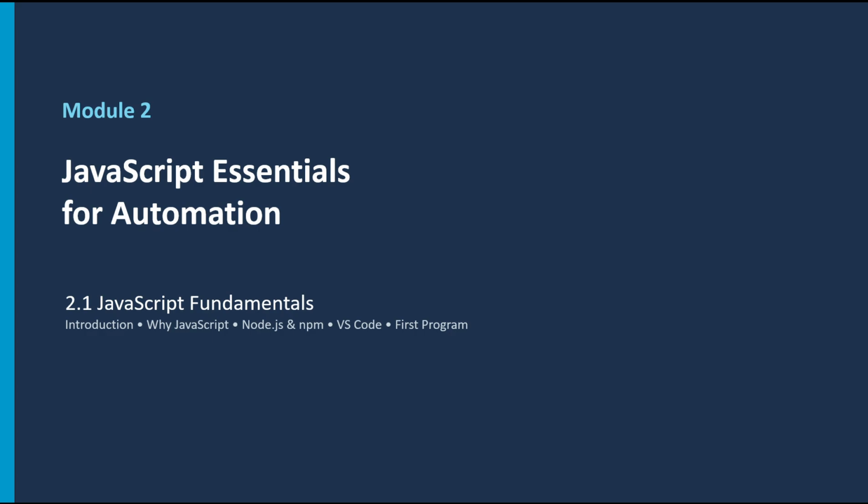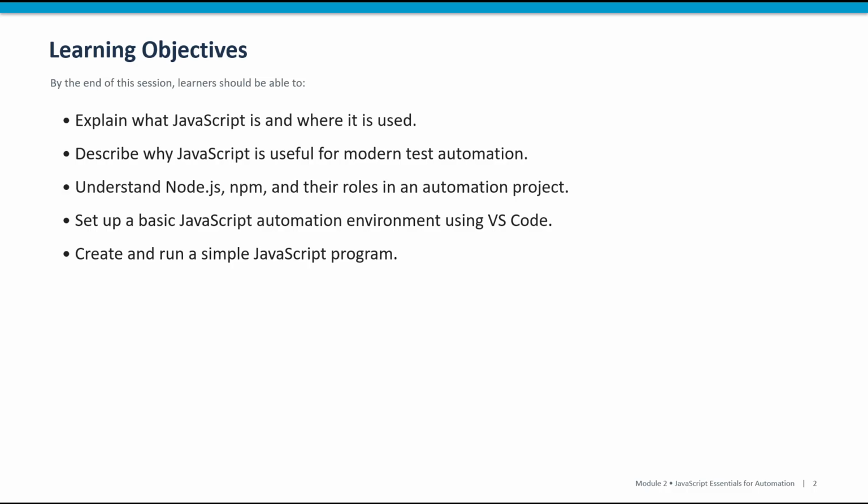Okay, so let's start. The learning objectives today: explain what JavaScript is and where it is used, describe why JavaScript is useful for modern test automation, understand Node.js, npm and their roles in the automation project. After that, set up a basic JavaScript automation environment using VS Code, and create and run a simple JavaScript program.